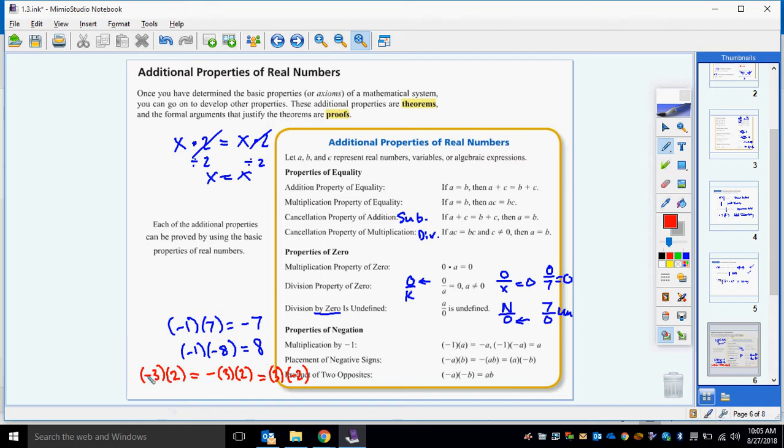Kind of think of the negative as a -1. So it's 3 and 2 and -1. It doesn't matter where that negative sign goes, as long as it's on one of them. And then the product of two opposites is saying negative times a negative makes a positive. So -2 times -3 equals a +6.